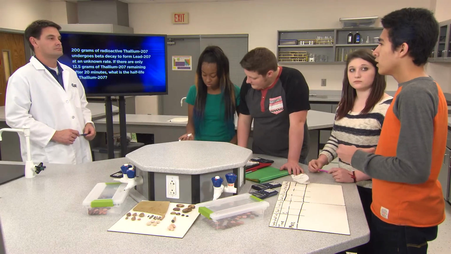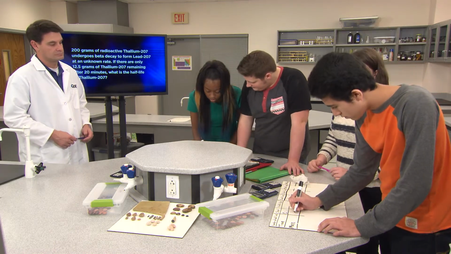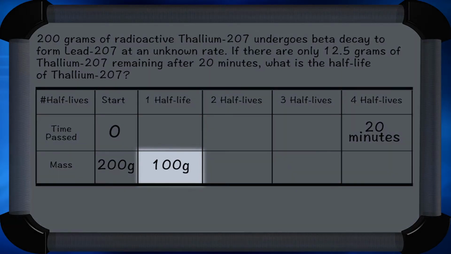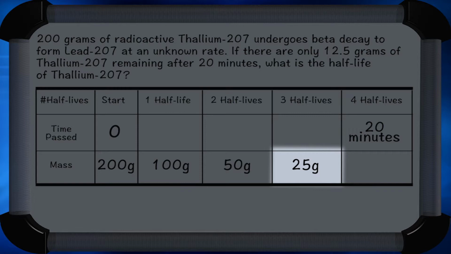Let's see. We know we're starting out with 200 grams of our sample. We can trace the half-life process, but we don't know the times yet, so let's leave that part blank. So, starting with 200 grams, after one half-life, the mass will be down to 100 grams. Then 50. Then 25. And then down to the mass we were given, 12.5.